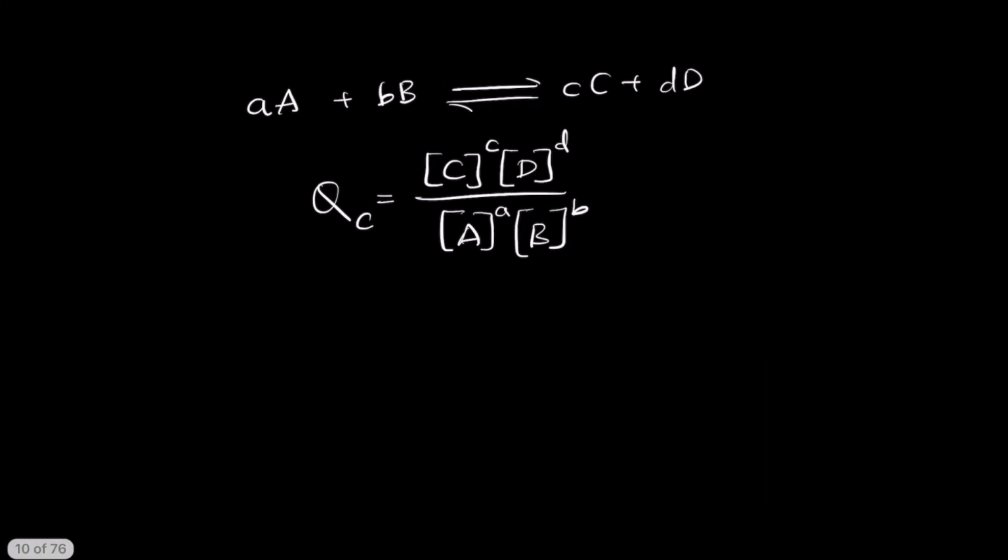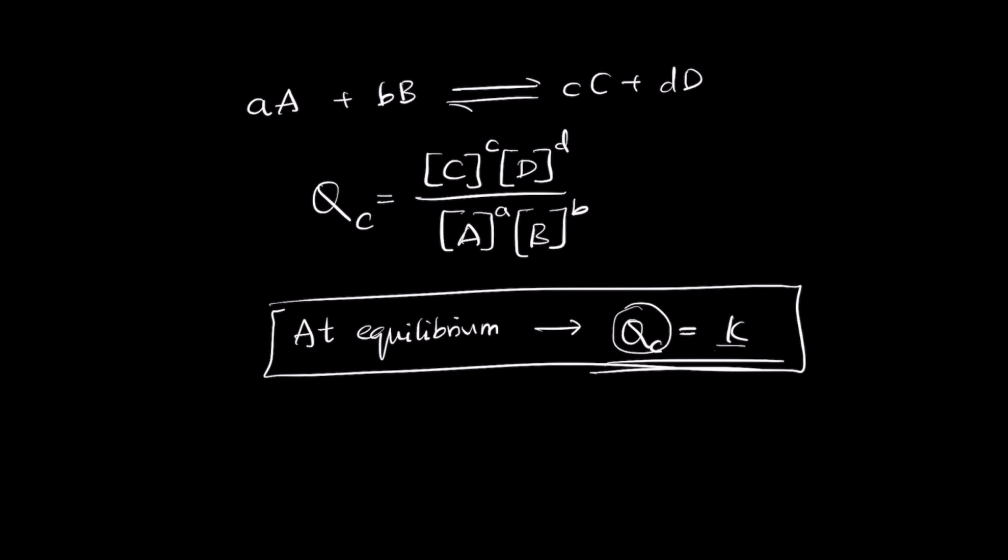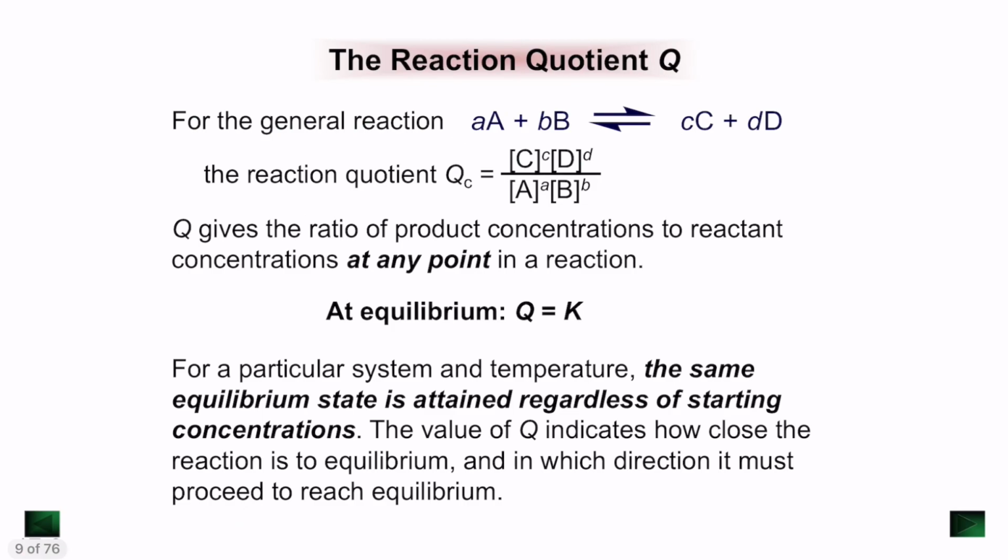Now what does Qc represent here? At equilibrium, Qc becomes K. This is an important point to remember: the reaction quotient is a general quantity that represents the progress of a reaction. At equilibrium, the reaction quotient equals the equilibrium constant. So Q generally gives the ratio of product concentrations to reactant concentrations at any point in a given reaction.